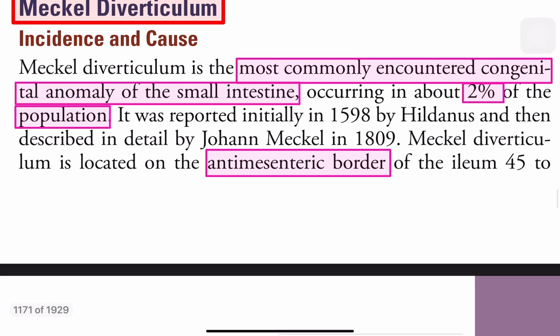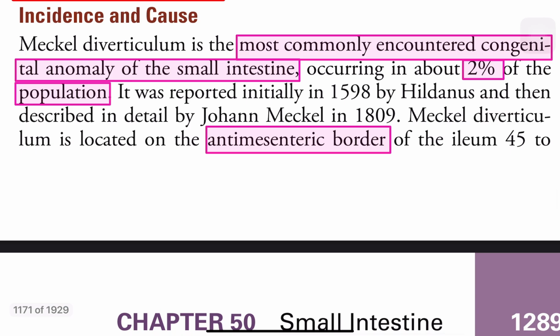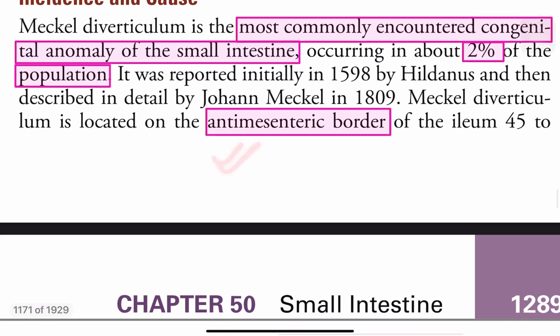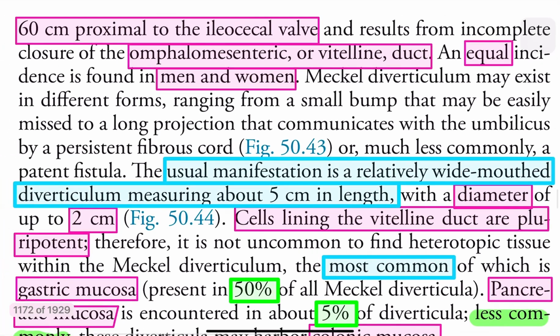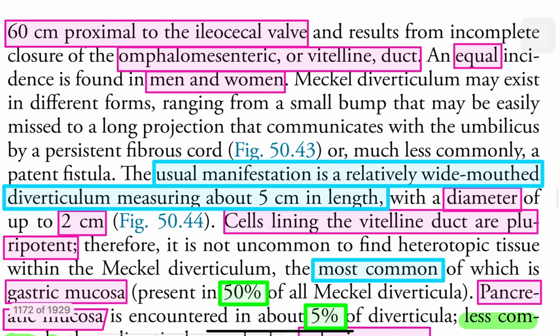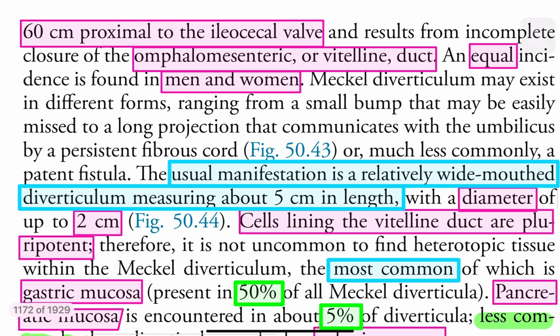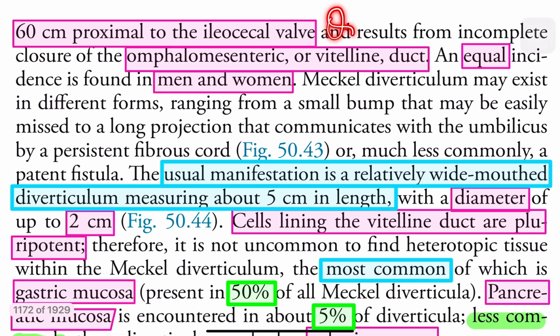It is seen on the anti-mesenteric border. And it is mainly present 60 centimeters proximal to the ileocecal valve. This is the remnant of incomplete closure of the omphalomesenteric or vitellointestinal duct. And it occurs equally in male and female.